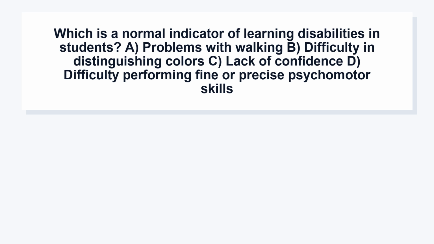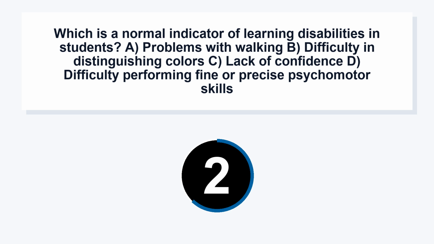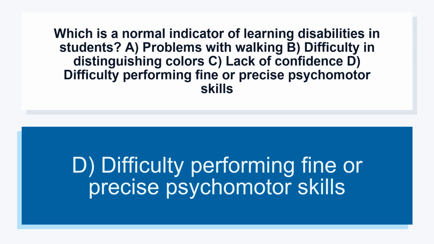Which is a normal indicator of learning disabilities in students? A. Problems with walking. B. Difficulty in distinguishing colors. C. Lack of confidence. D. Difficulty performing fine or precise psychomotor skills. D. Difficulty performing fine or precise psychomotor skills.